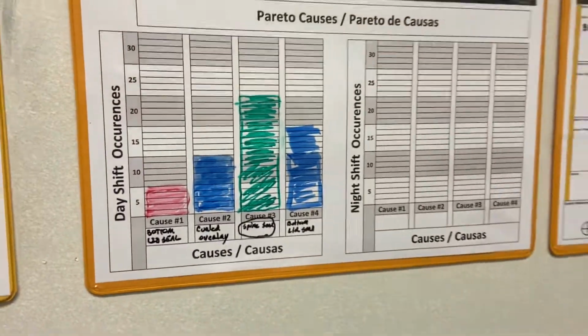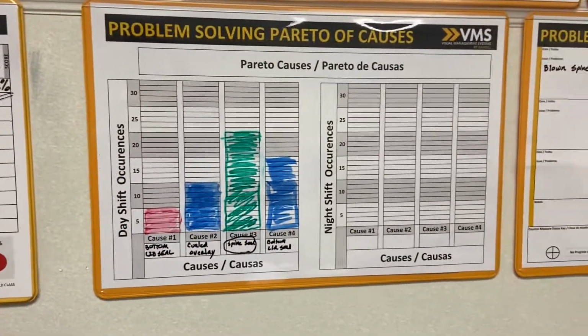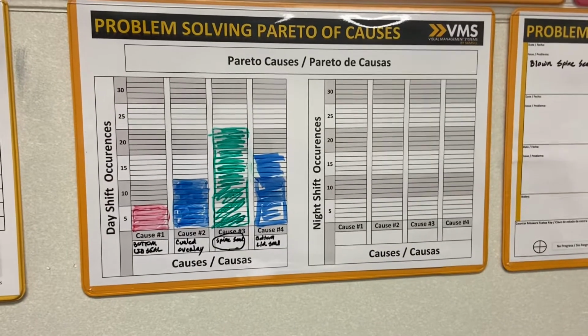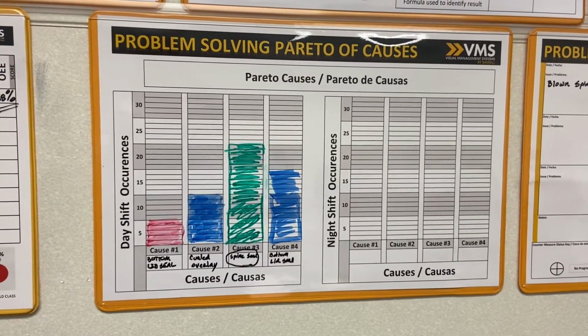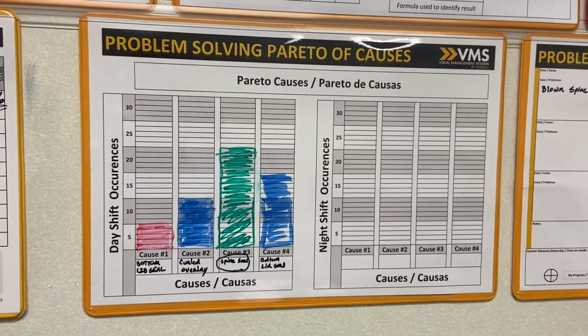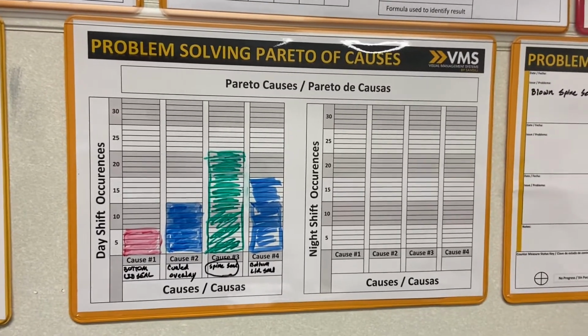So this is what we're trying to accomplish by filling out the problem-solving Pareto of Causes. I challenge you to get out there and start filling this out. Let's get some data so we can go on to our next process, which is the problem-solving 5 why.